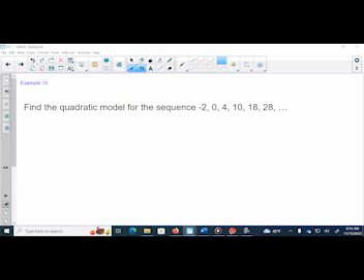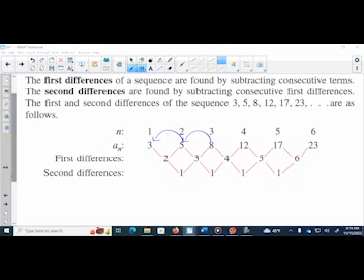Maybe this is clearer. If I go here, the first differences are 3, 5, 8, 12. When I do my second differences, I do 5 minus 3 and I get 2, 8 minus 5 and I get 3, 12 minus 8 and I get 4. Those are my first differences. Sorry, when I do my second differences and I take the 3 minus 2, I get 1, 4 minus 3 I get 1. These are all the same. If these are all the same, that means I have a quadratic relationship.